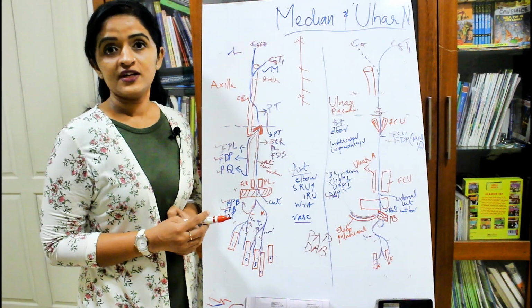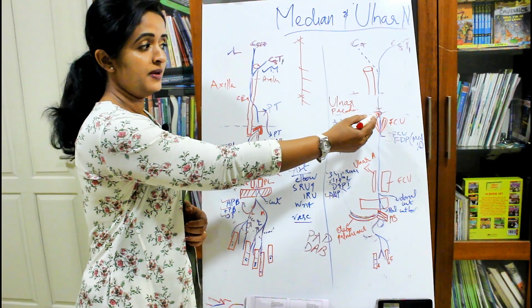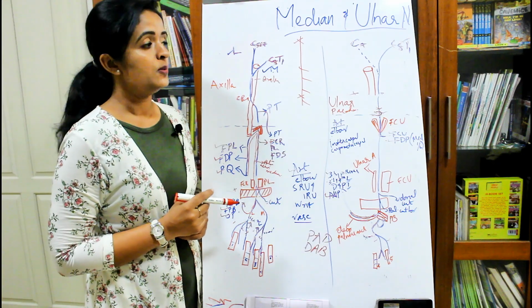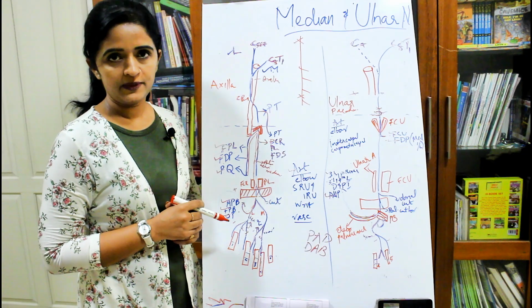Coming to the lesions of the ulnar nerve, if we have a compression of the ulnar nerve behind the medial epicondyle, you call it cubital tunnel syndrome, and all the remaining branches of the ulnar nerve will be affected.